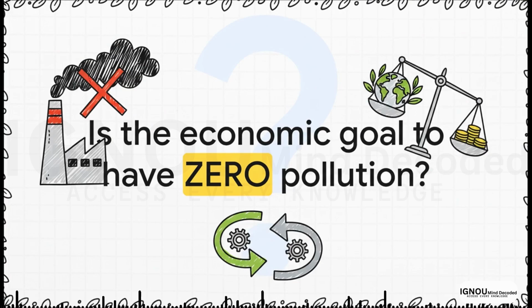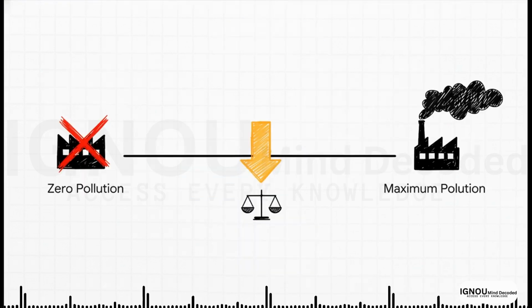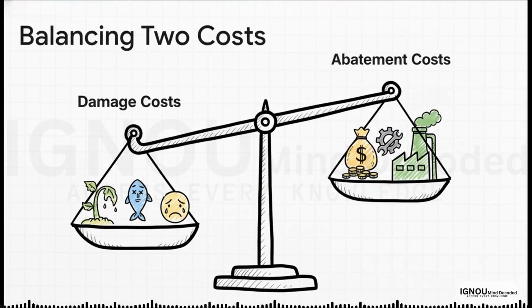So let's just ask the question straight up. Should our goal be a world with absolutely zero pollution? I mean, from a purely environmental view, that sounds perfect. But economists are always thinking about trade-offs. And the answer, from a strictly economic perspective, is surprisingly no. The goal isn't zero pollution. The goal is to reach what economists call the optimal level of pollution. I know, that sounds a little crazy, but it just means finding the most efficient level for society as a whole. So how do you find this optimal level?